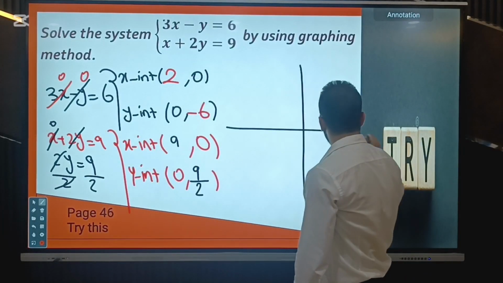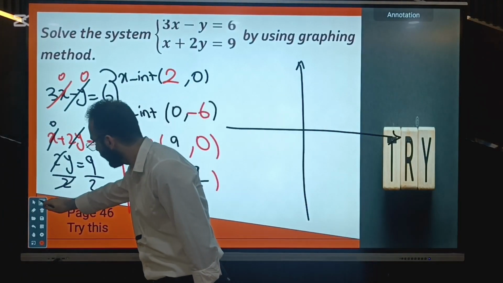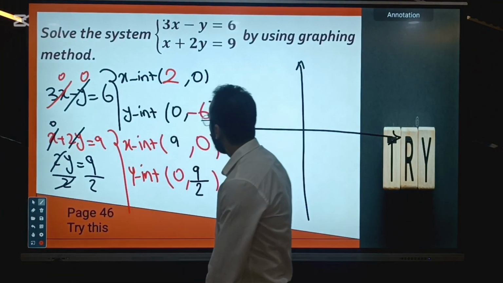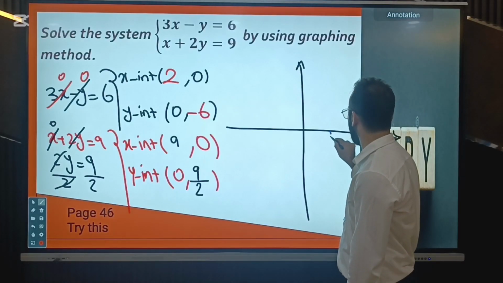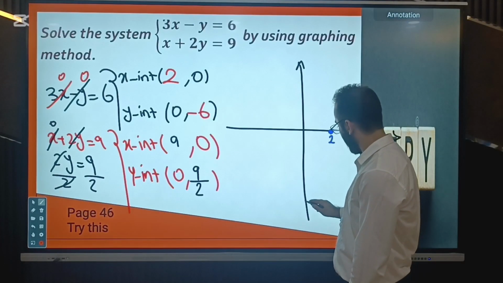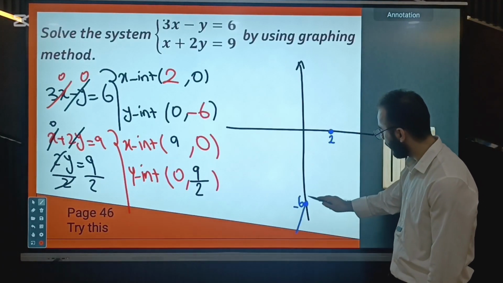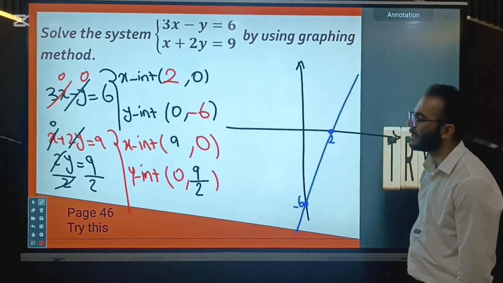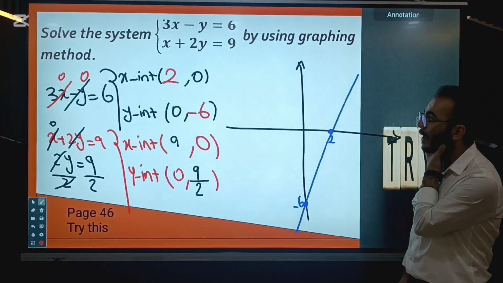Let's just plot them on this coordinate plane. Okay, for the first graph, 2 and 0. Let's say 2 is here, so 2, 0 is that point. 0 and negative 6. Negative 6 is here. Let's just imagine it. Okay, negative 6 is over there. So if you just join them, we are going to have that graph. Perfect. How about the next one?